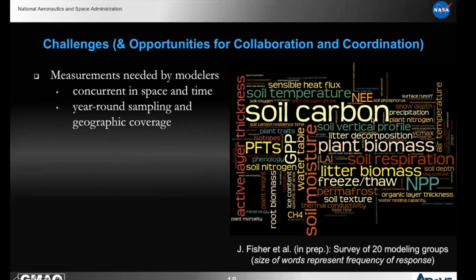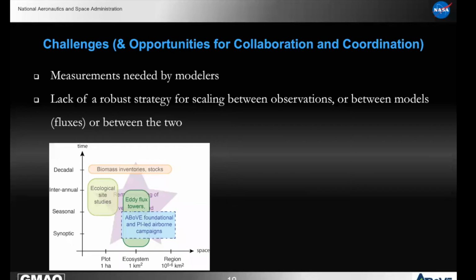The other key requirement is that all of these different measurements need to be concurrent in space and time, with year-round sampling and geographic coverage. Lots to ask, but that's where hopefully ABoVE, and then coordination with NGA Arctic and the different Canadian partners and others would help. So definitely this counts as both a challenge, but also an opportunity for collaboration.